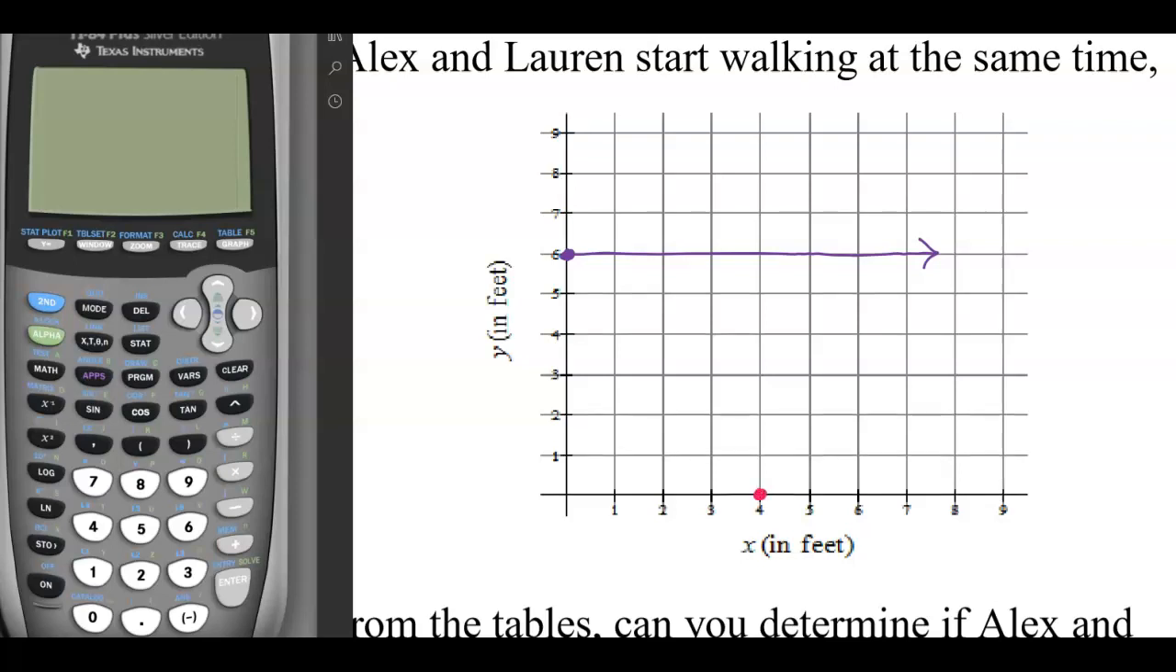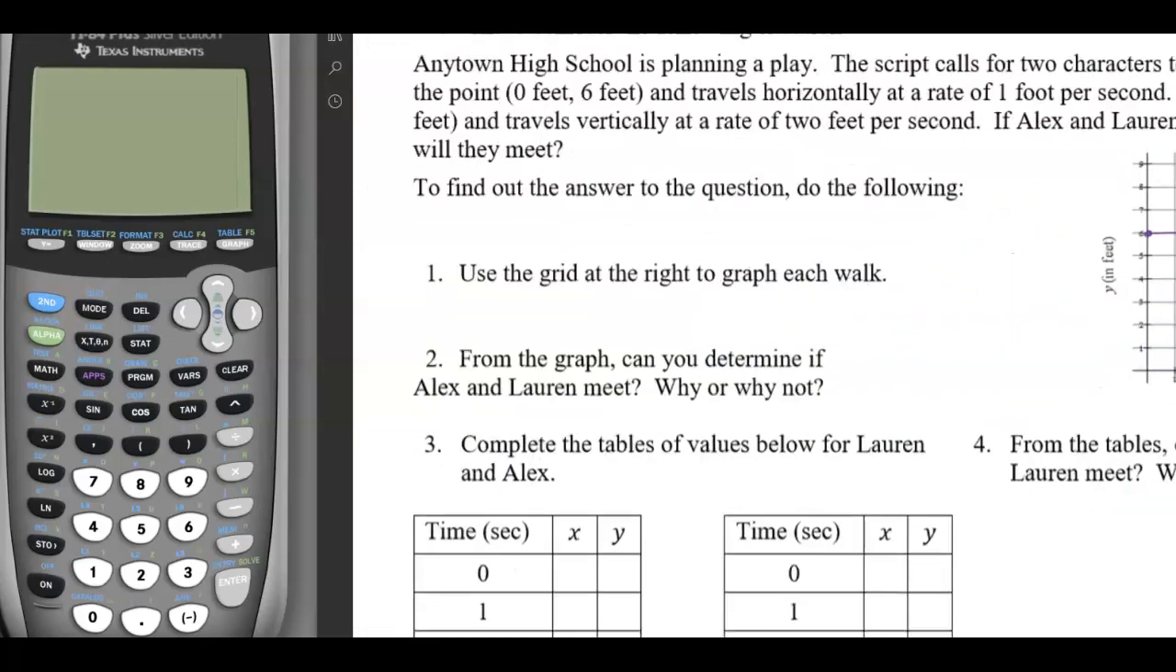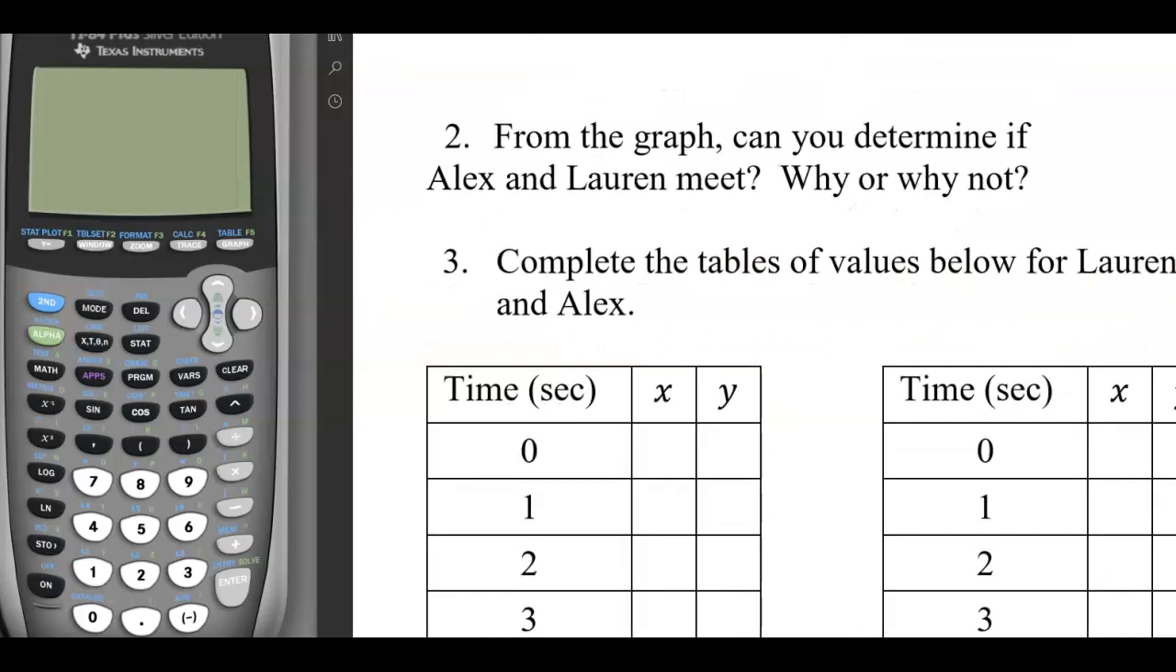Vertical from (4, 0). Now, just looking at this graph, does it look like they're going to meet on stage? It looks like it, but do they actually? No. Why not? Because that's just their path. Yes, Alex is too fast for Lauren. She reaches the spot too quickly. So here for number 2, we can say we cannot tell that they meet.